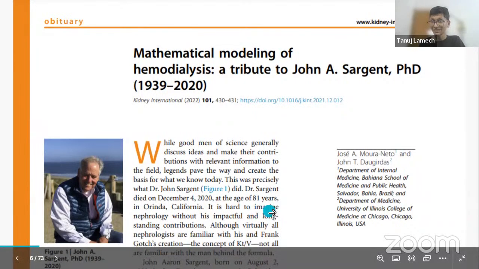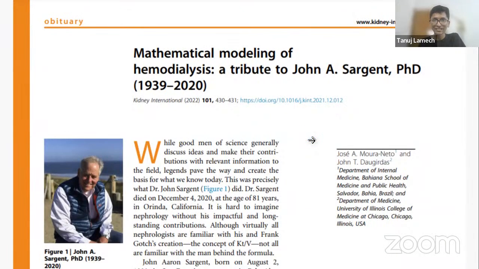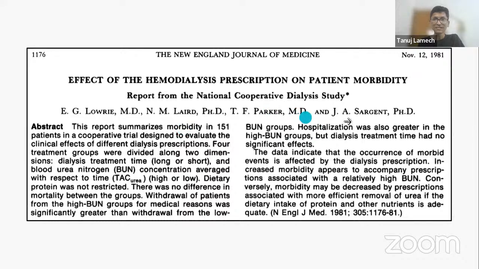In fact, the last paper which he published was published posthumously, meaning it was in peer review when he died. That last paper is reference number 5 on this obituary, and I think you should go and read this if you can. It's a very piercing critique of another paper on dialysis, which is very fascinating to read. Anyway, this is the NCDS paper from 1981.